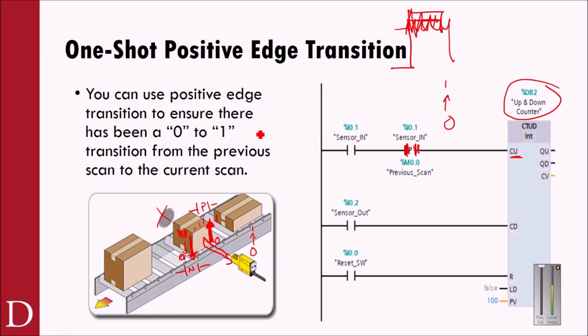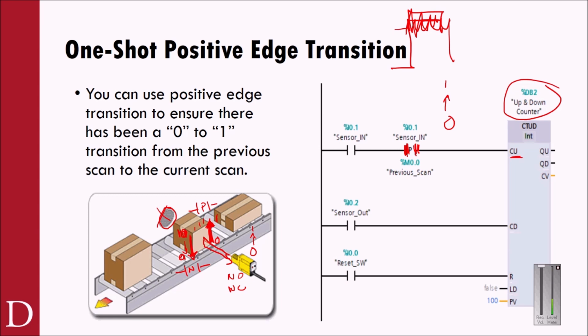So you can use positive edge transition to ensure there's been a 0 to 1 transition from the previous scan. So this will count on the leading edge of that box. Now you got to be careful. If I'm using this reflector here, it's a little bit different, right? Because the sensor perhaps is true all the time until the box breaks the beam. But a lot of times you'll have normally open and normally closed contacts on these sensors as well. But just know 0 to 1 transition, positive edge, 1 to 0 transition, negative edge.